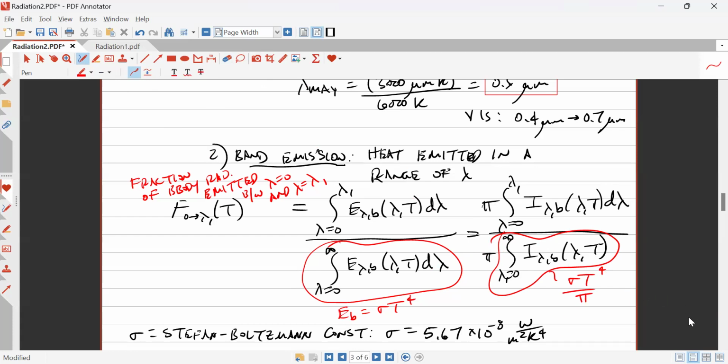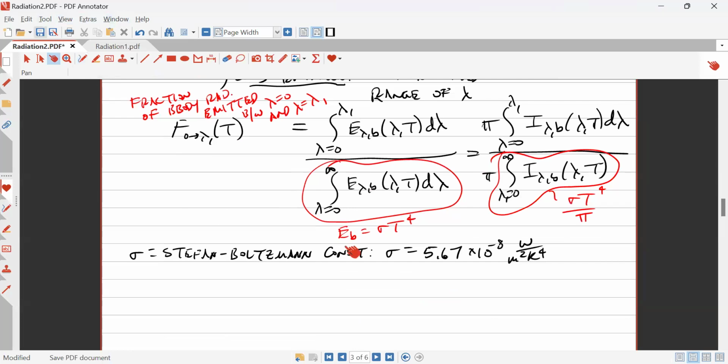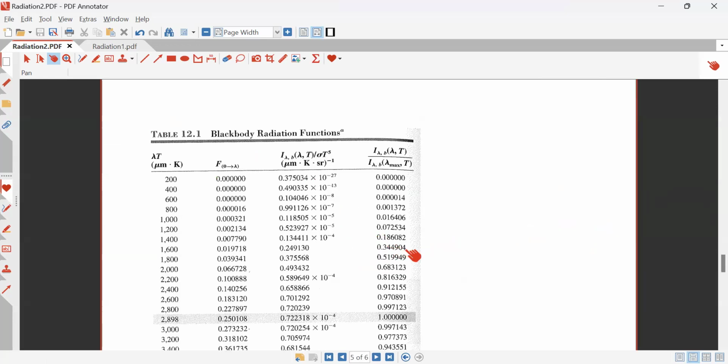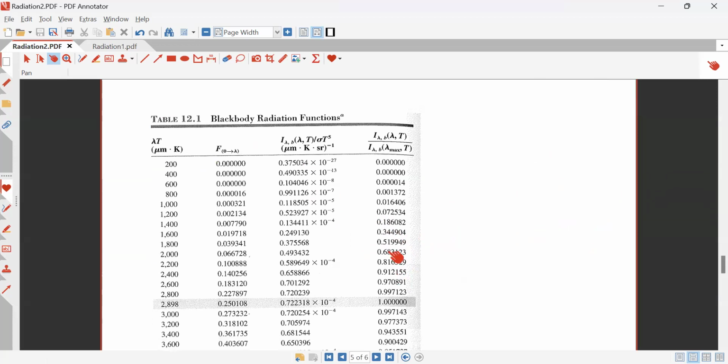All right, so there you have it. You have the fraction of blackbody radiation emitted between a wavelength of 0 microns and lambda 1. That's going to be this integral up top divided by sigma t to the fourth. And it's something that somebody has already done, and you're provided with these values of the band fractions as part of the equation sheet for the qual. Again, there's a known relation and somebody's already done the work for you.